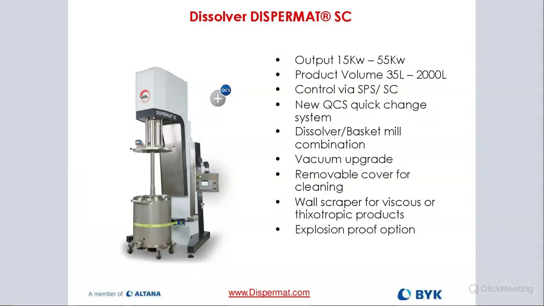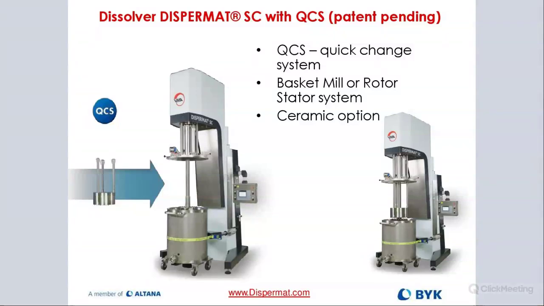Some viscosities are really high and require a wall scraper, so that is also an option. And then we offer the explosion-proof versions where needed for certain applications. So that kind of shows you that quick change system. So we start out as a dissolver, and then very quickly we can throw on a basket mill on the same machine, or even a rotor stator is an option as well. For some applications, people don't always want to use media to mill, so they prefer to use a rotor stator.